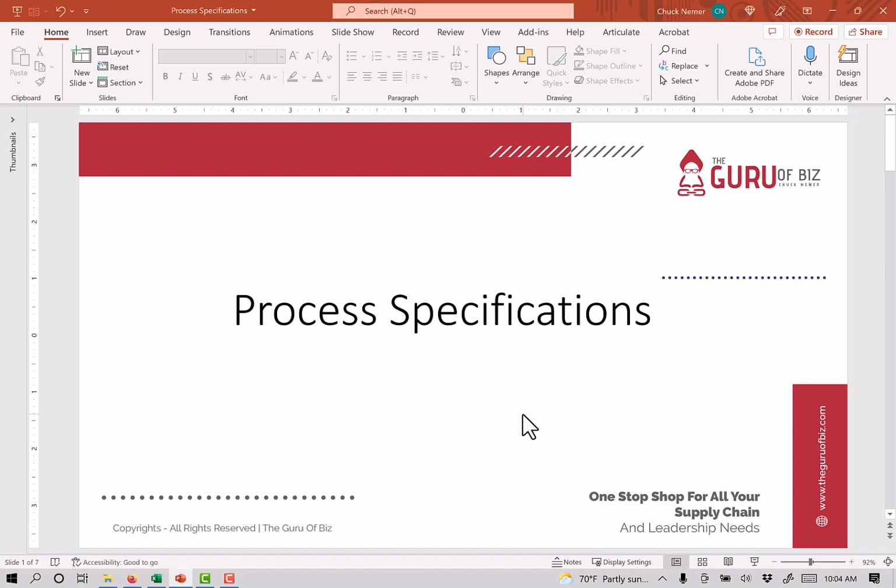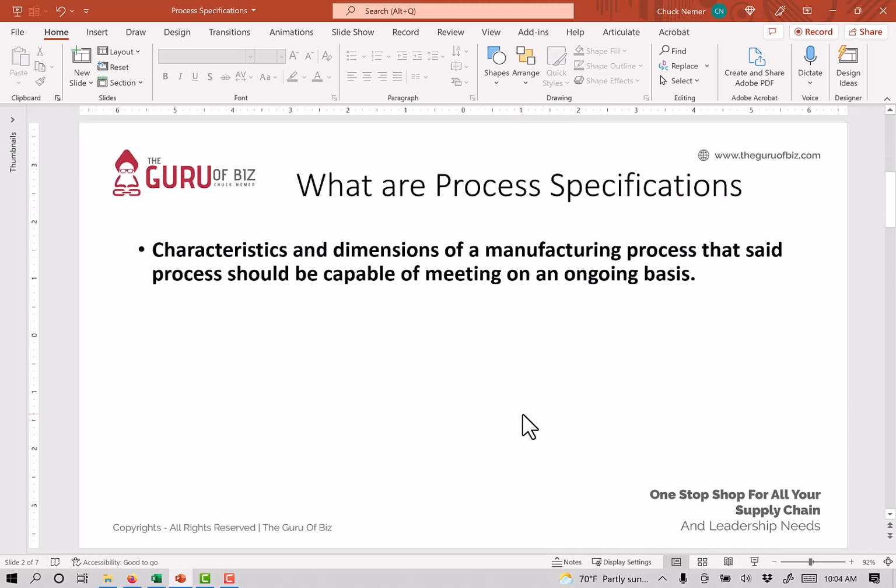In this video, we're going to define the term process specifications. So what are process specifications? It's the characteristics, as far as the look, the dimension, which is the size, or the output, which could be a quantity, or the looks. So it's the characteristics, the dimensions, the outputs, typically of a manufacturing process, but it could be as well as a service delivery process or an administrative process.